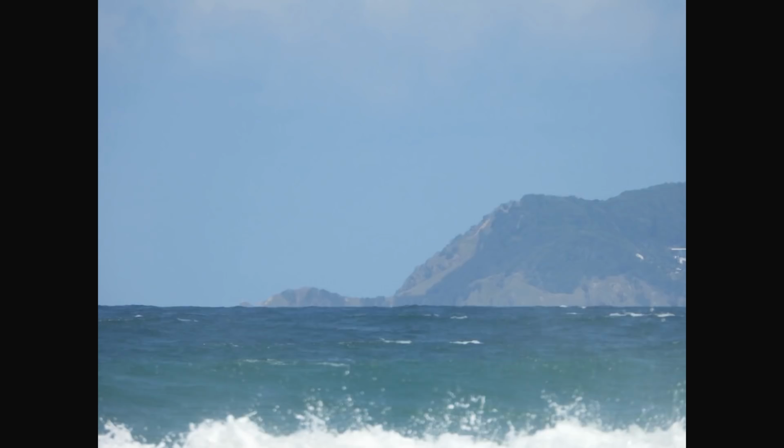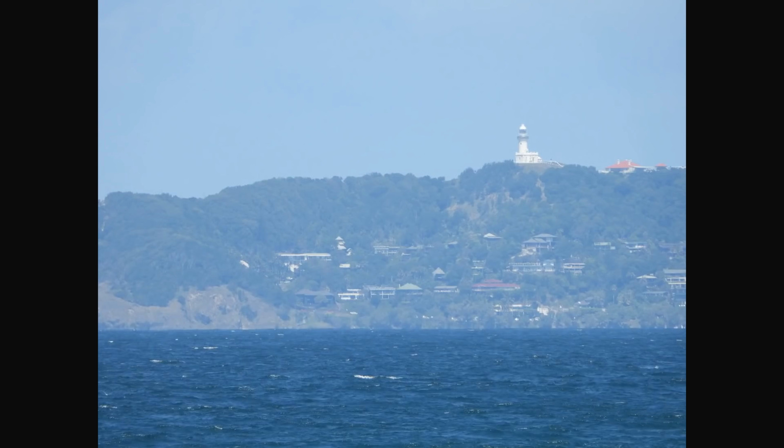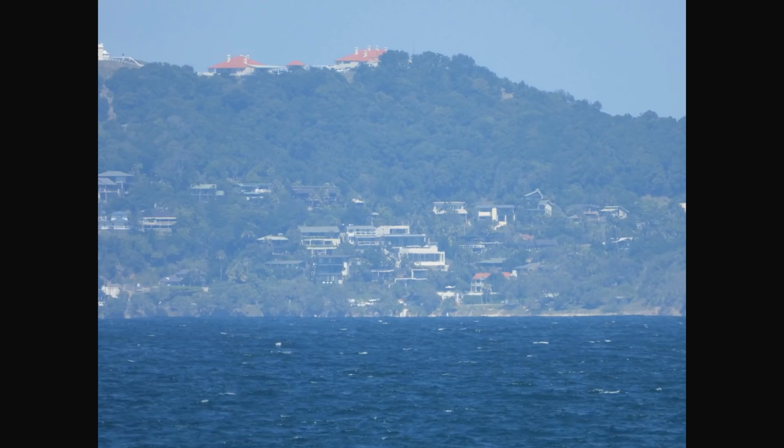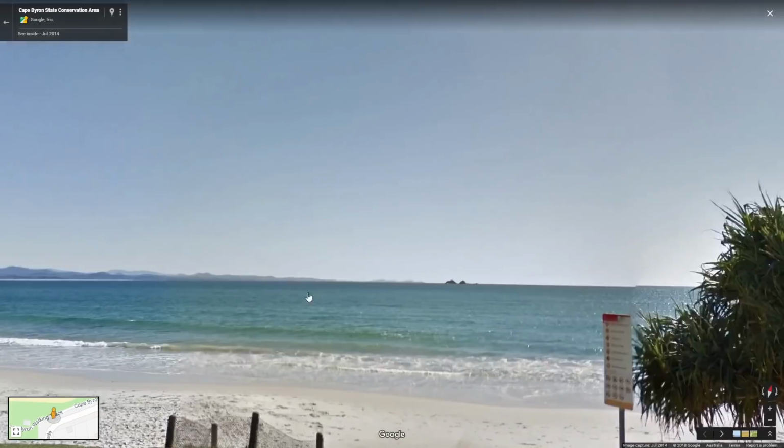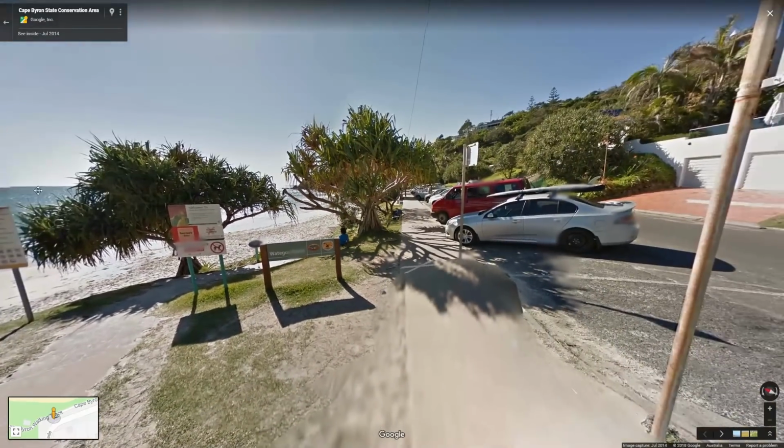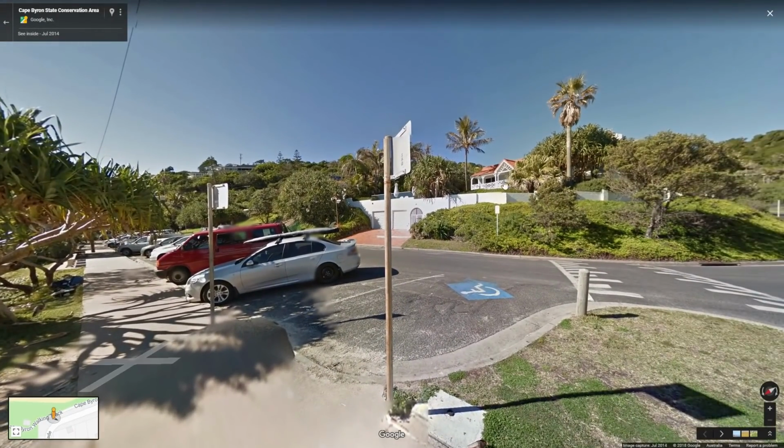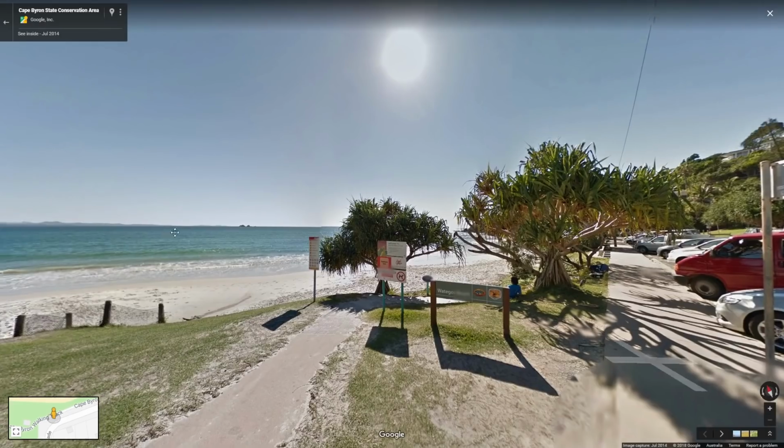So compare that with that, and this is looking over to the lighthouse. You cannot see the beach there anymore. Moving across, there's a distinctive building there, or several buildings, and you can just see a little bit of the beach there. And now we have a Google Maps. So there's that building that we're looking at, and you can see how much beach there is.